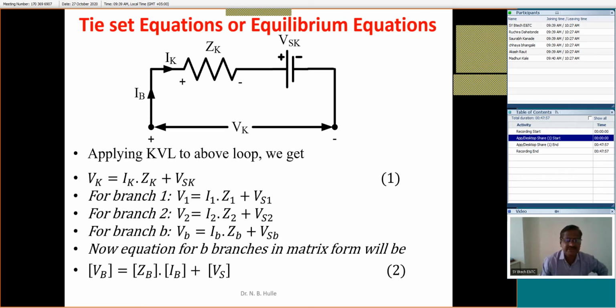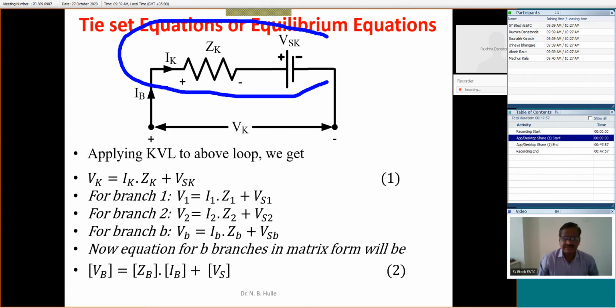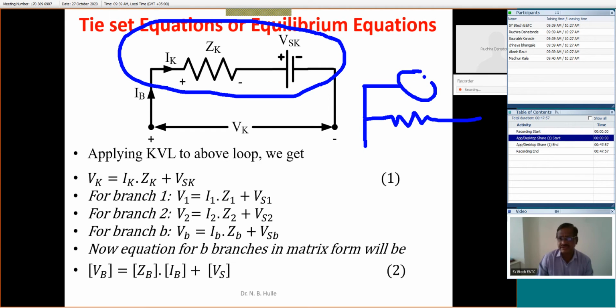Now here, if I am discussing this particular point, we are assuming each branch is something like this. In the previous case, what was our assumption? In case of the reduced incidence matrix, our assumption is that each branch will be something like this, and here is a current source. That was the assumption. And this is represented as a branch admittance, and this is nothing but the current source, that is IS. This was the assumption.